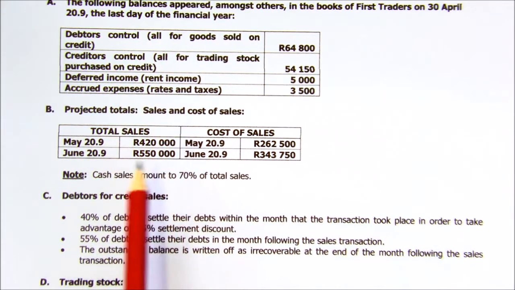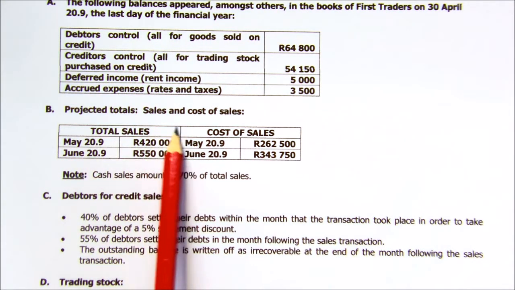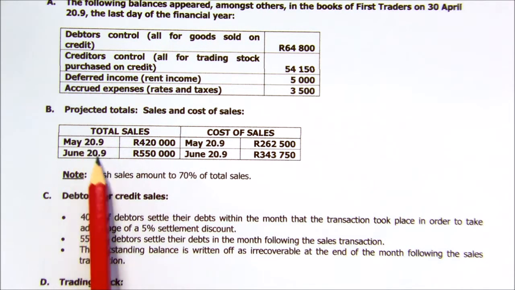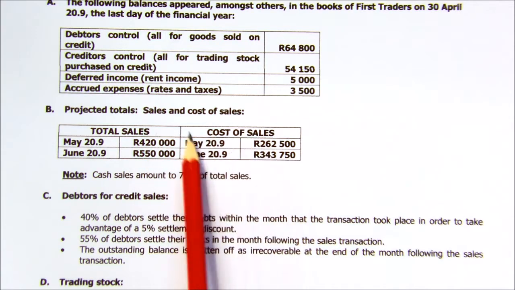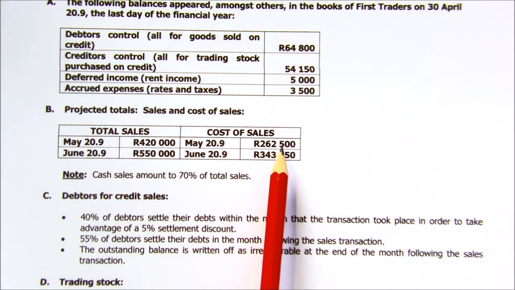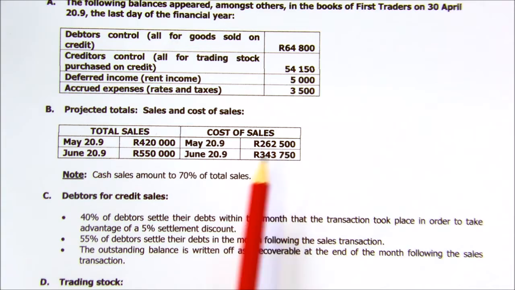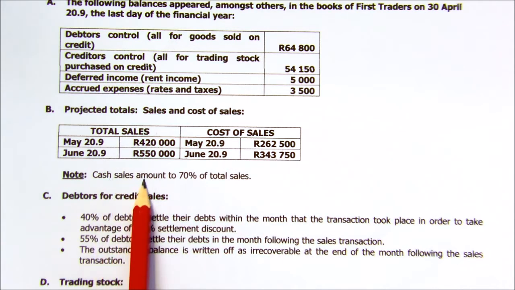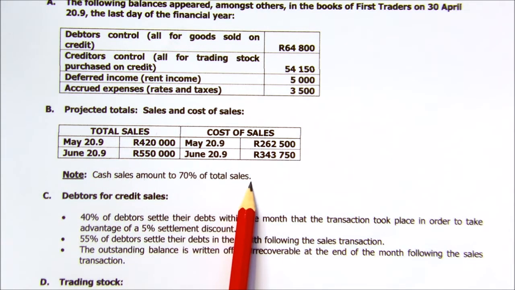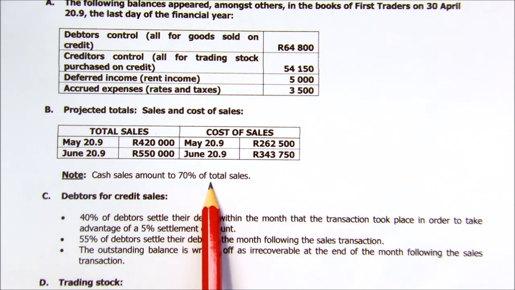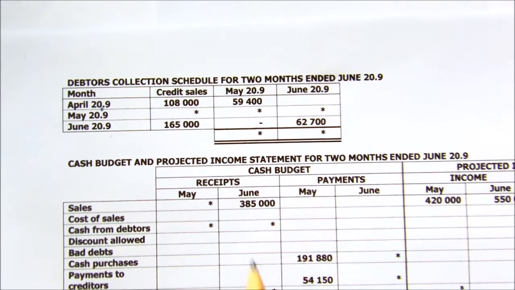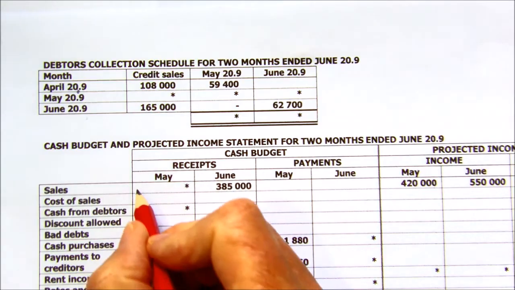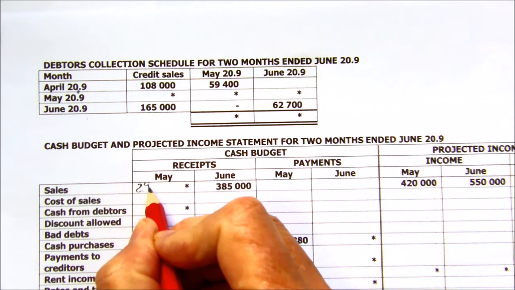You are told that your projected sales for next year, and there you're given May and June, and they're also giving you the cost of sales. So this time you don't need a markup to calculate it. You are told that the cash sales amount to 70% of the total sales. We know from the past then that if in May the cash sales will be 70% of the 420,000, which will mean 294,000.